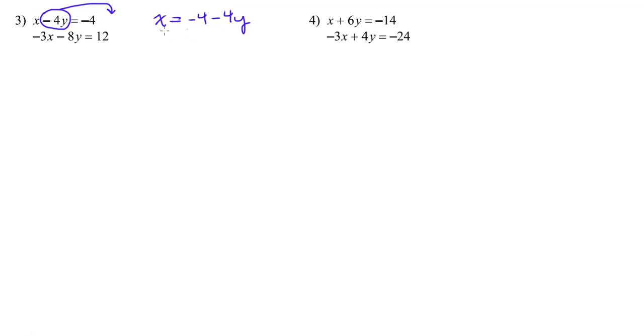So what this equation is telling me is that x is the same as negative 4 minus 4y. And we can use that to substitute for x in this second equation here. So we're going to write negative 3 times x, and since we're substituting, we're going to put parentheses, minus 8y equals 12. And we're going to substitute for x, we're going to write negative 4 minus 4y.